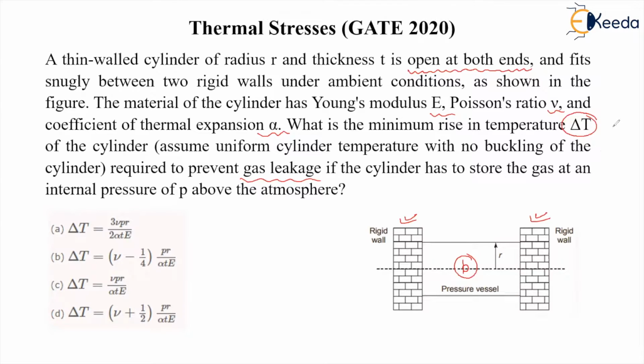So we have to find out what the rise in temperature delta T is, so that there is no gas leakage in the cylinder. This we have to solve in this question. So let us solve this question.